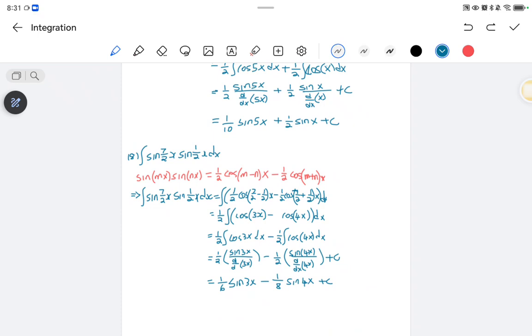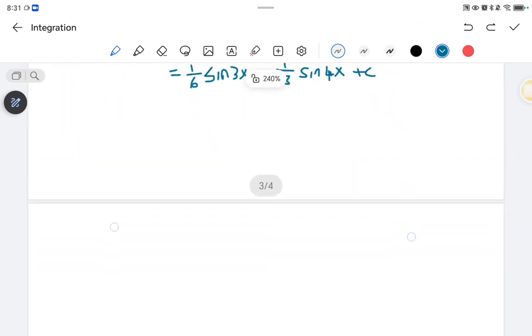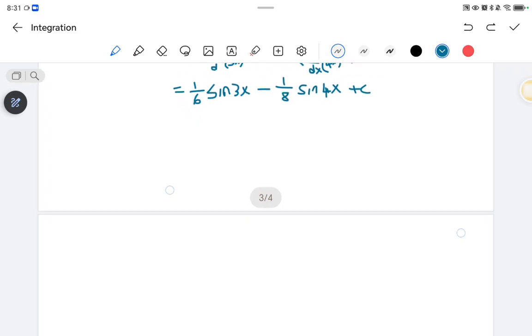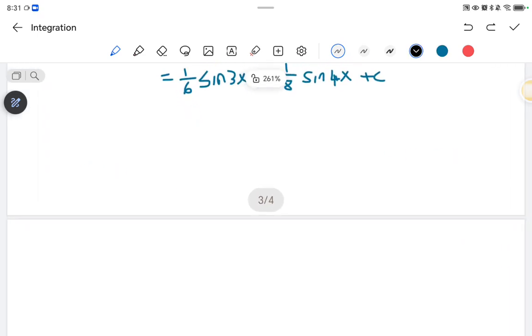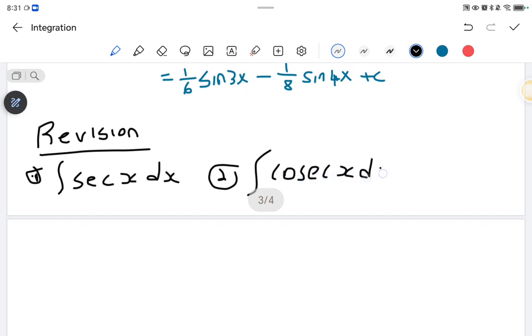Now from this, let's go back and look at this. This will just be a revision from what we have covered before. So now on this revision, we're going to look at the integral of sec x dx, and also the integral of cosec x dx. We agree, right?